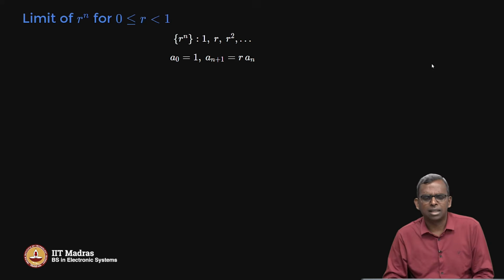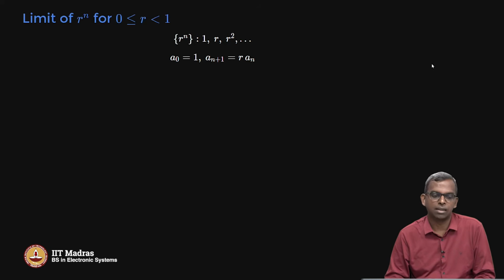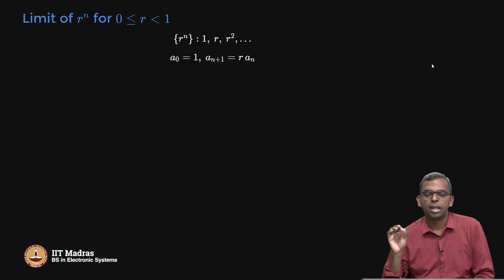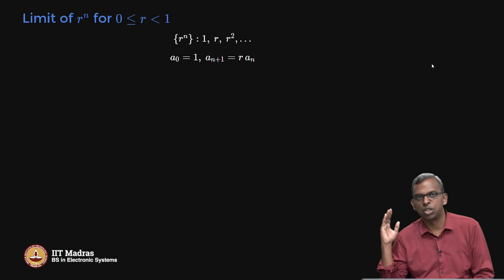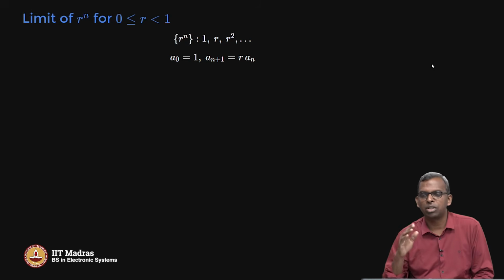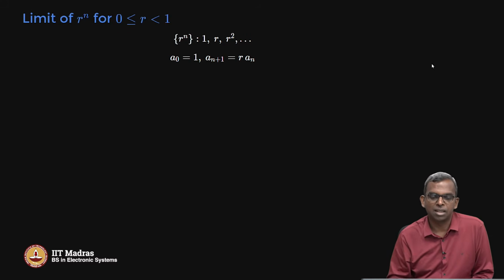So here is an example. We saw earlier this geometric progression sequence, r power n, and I'm going to take the specific case where r lies between 0 and 1. If r is greater than 1, this geometric sequence is going to diverge to plus infinity. If r is between 0 and 1, we saw from the plots it seems to be converging somewhere. So let's investigate that situation.